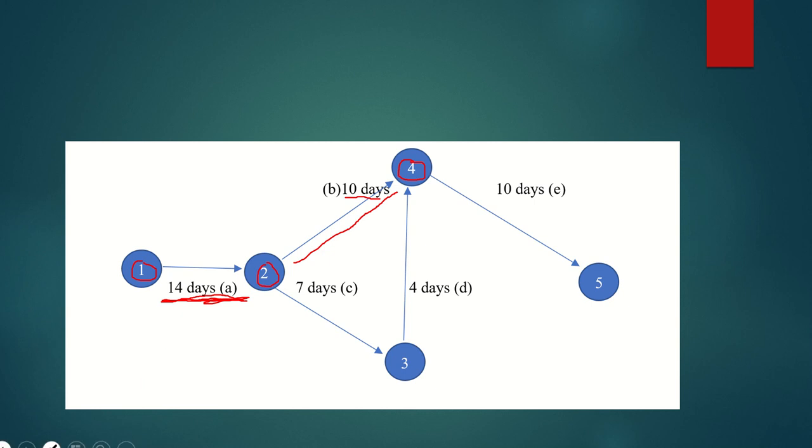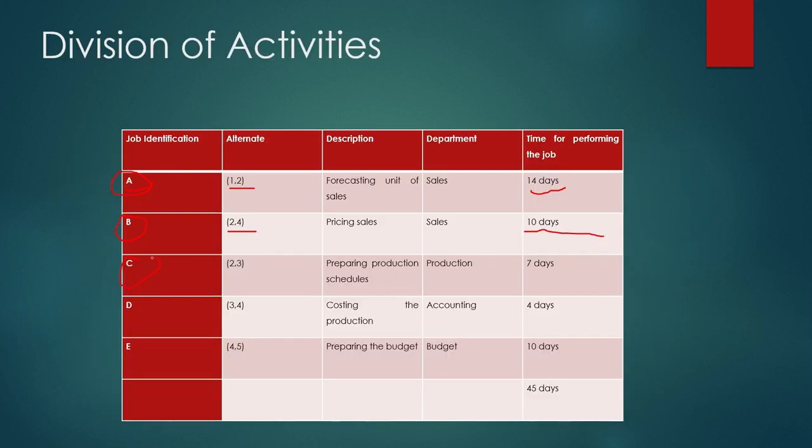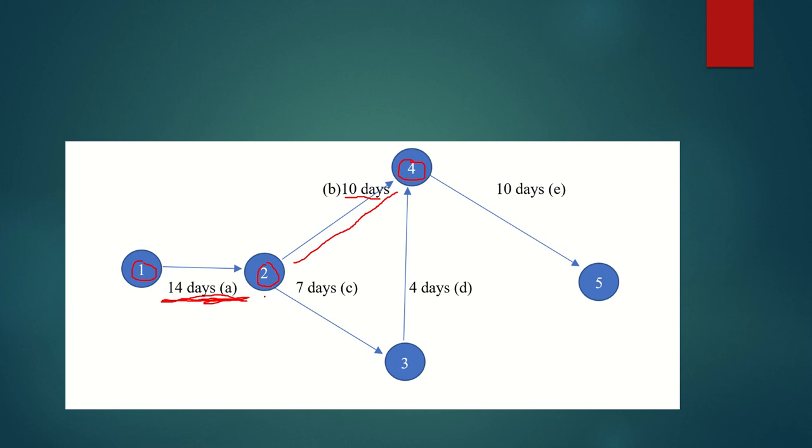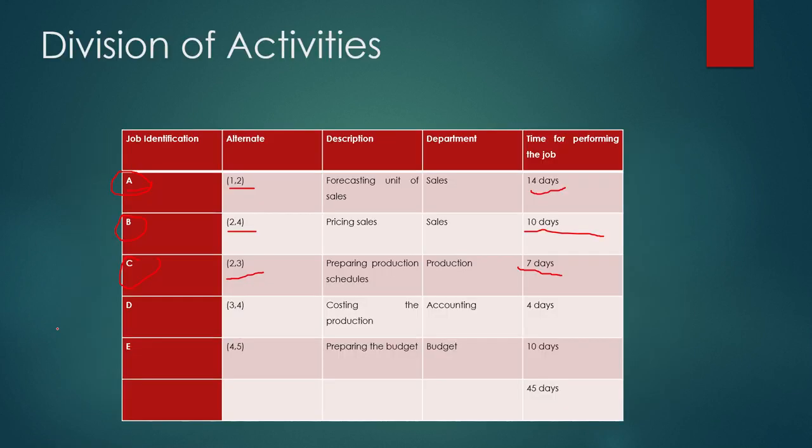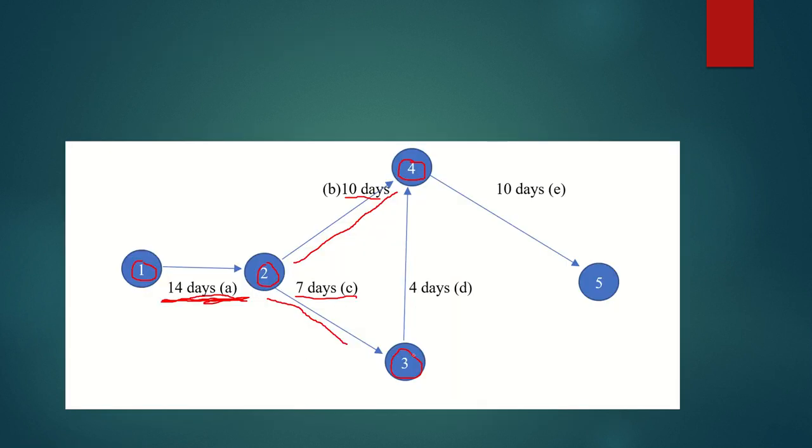Then the next one is activity C, and it is called 2 to 3, and it will take 7 days. So 2 to 3, 7 days. Then next is activity D. Activity D is 3 to 4 and the time is 4 days. Now from 3 I will go to 4 like this.